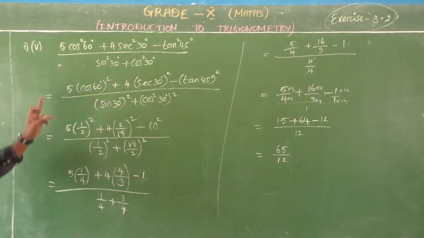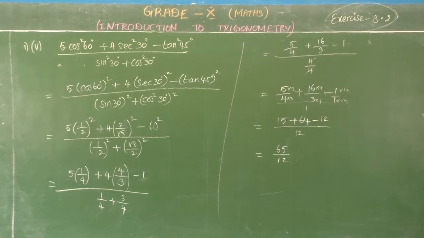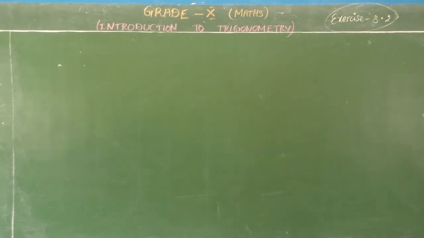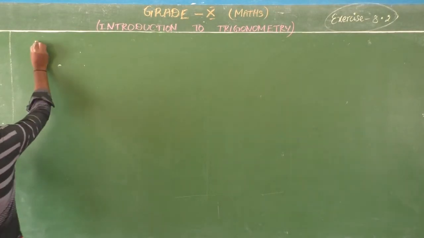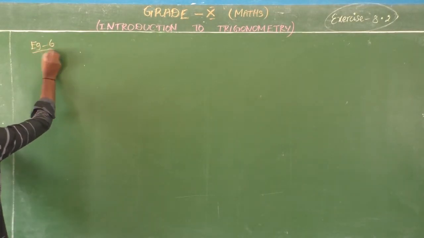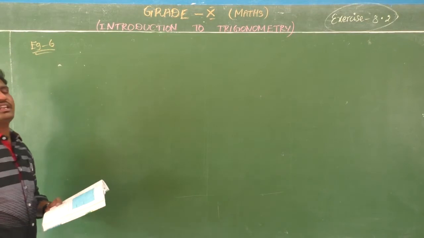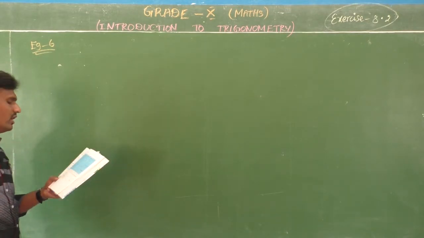65 by 12 is the value of 5 cos square 60 degree plus 4 secant square 30 degree minus tan square 45 degree, the whole divided by sin square 30 degree plus cos square 30 degree. Then the next question, student, example 6. Example 6. Okay, it is a different question, an important question. Listen carefully, all of you.